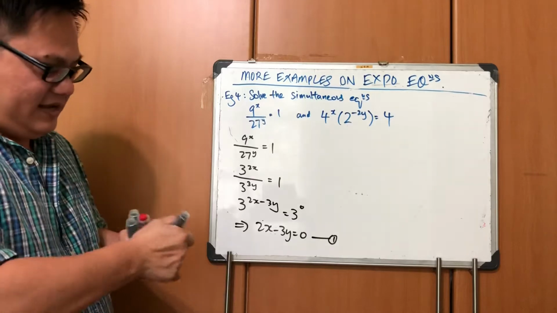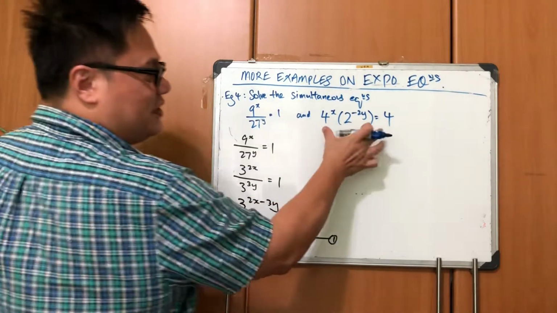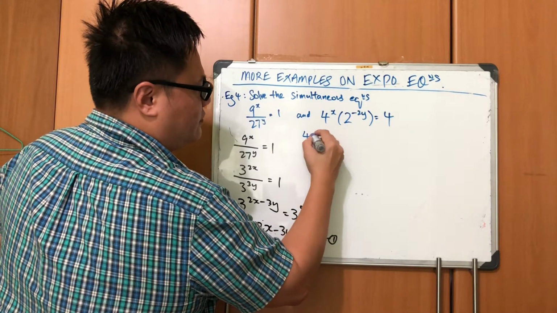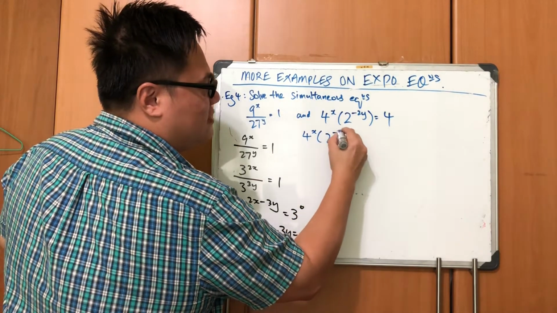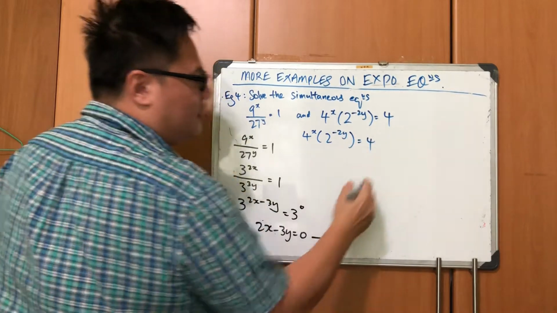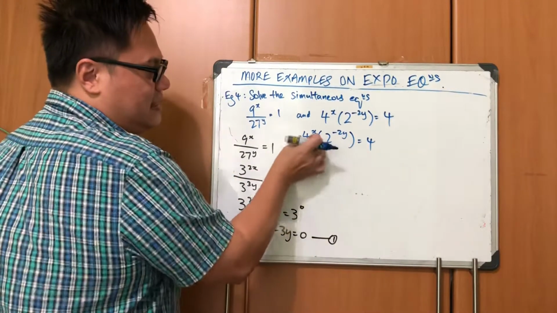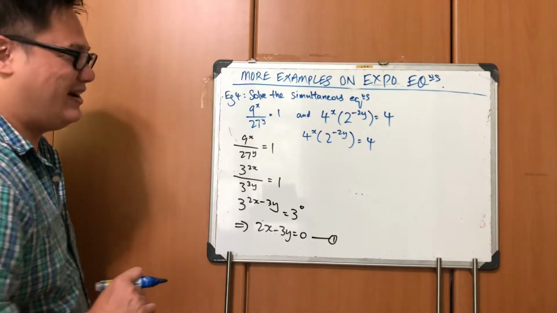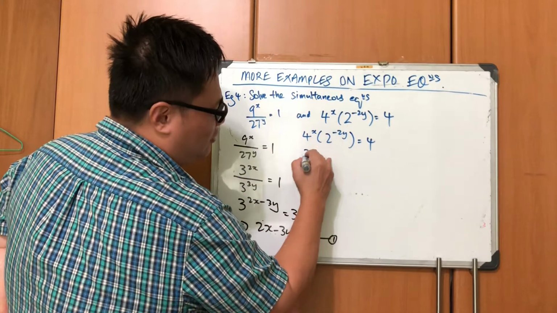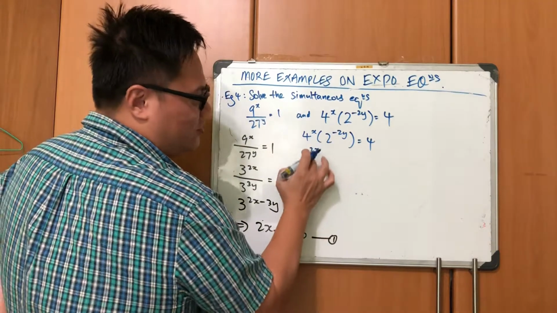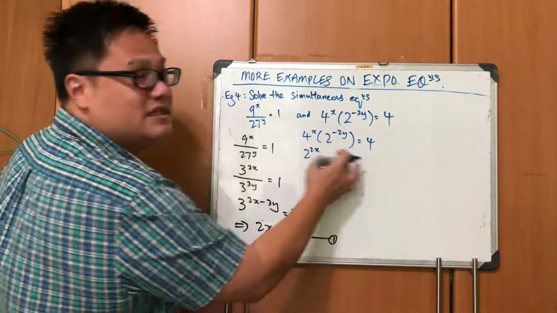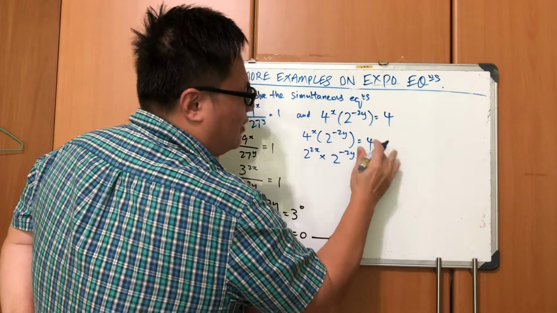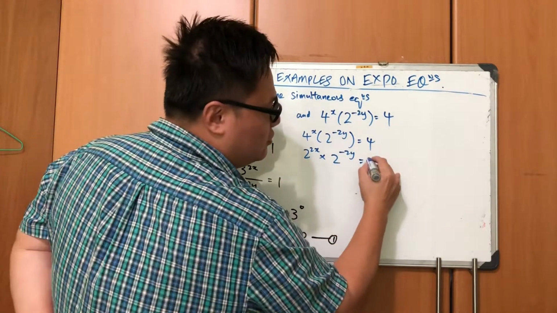Okay, not difficult, right? I'll use blue ink for the second one over here. So we have 4 to the power of x times 2 to the power of minus 2y equals to 4. So I see a base 2, I see a base 4. What can I do? I can convert everything to base 2, right? So instead of 4, I can write 2 to the power of 2x, right? Because 4 is actually 2 squared, right? Bracket means multiply. Then minus 2y. The number 4 can be written as also base 2, so 2 squared.